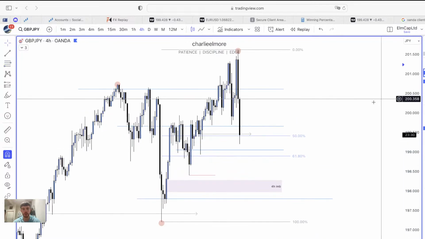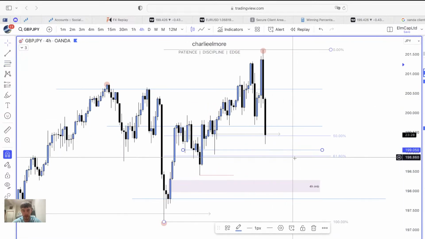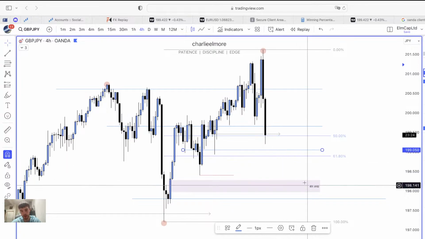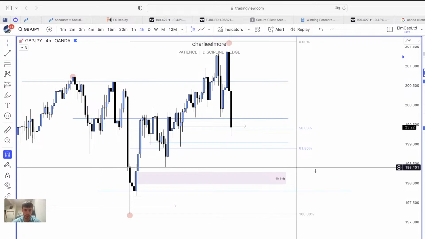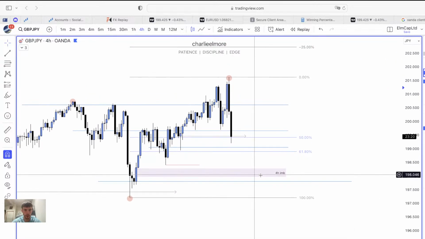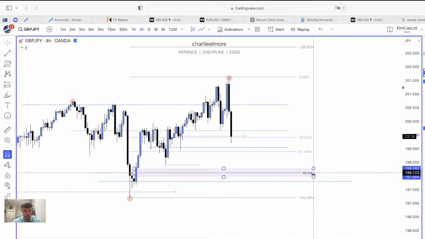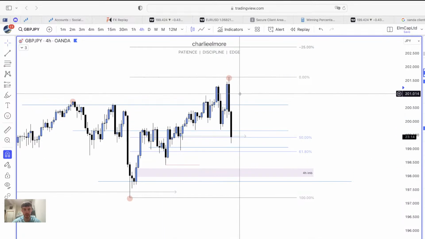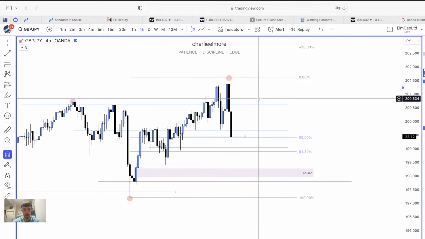If we do form a 3-pin pattern at this daily support level, then that could be a very, very nice opportunity to go long. The only thing that would be on my mind is the fact that we've got this 4 hour imbalance below this liquidity point, but that's not to say we can't still see some sort of move to the upside out of here.